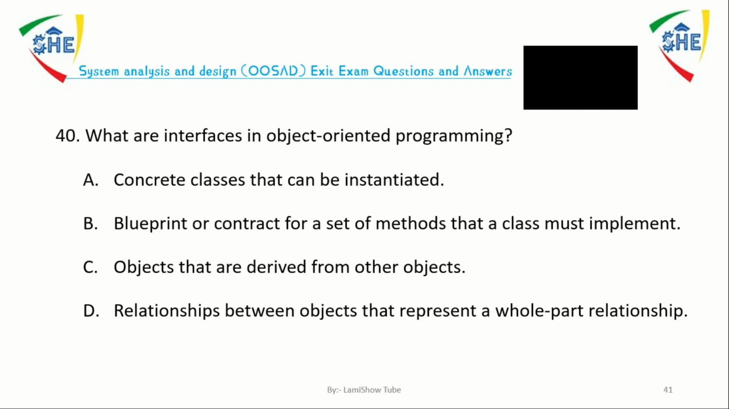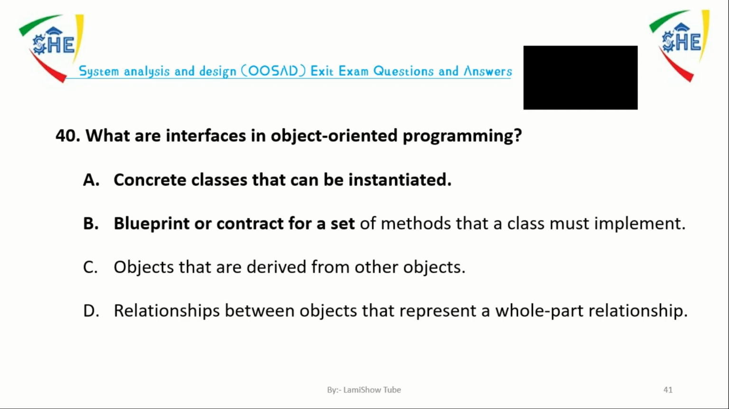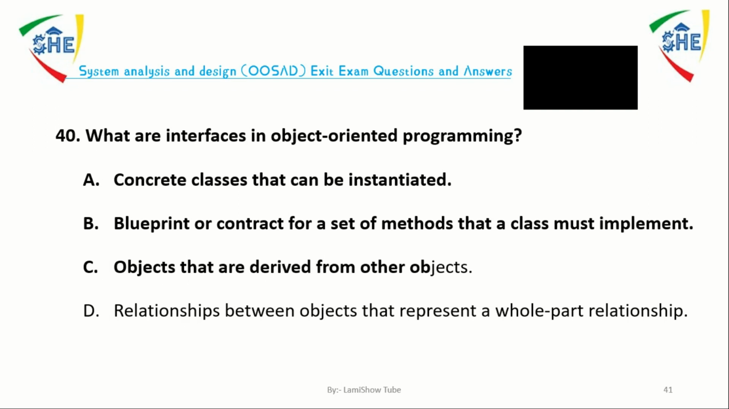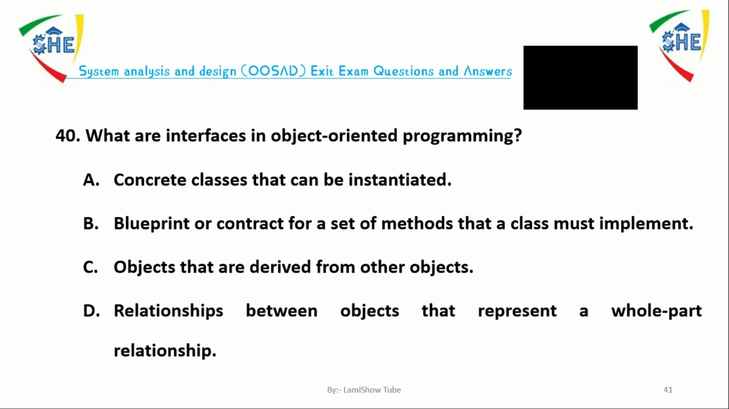Question number 40. What are interfaces in object-oriented programming? A. A concrete class that can be instantiated. B. A blueprint or a contract for a set of methods that the class must implement. C. Objects that are derived from other objects. D. A relationship between objects that represent a whole-part relationship.